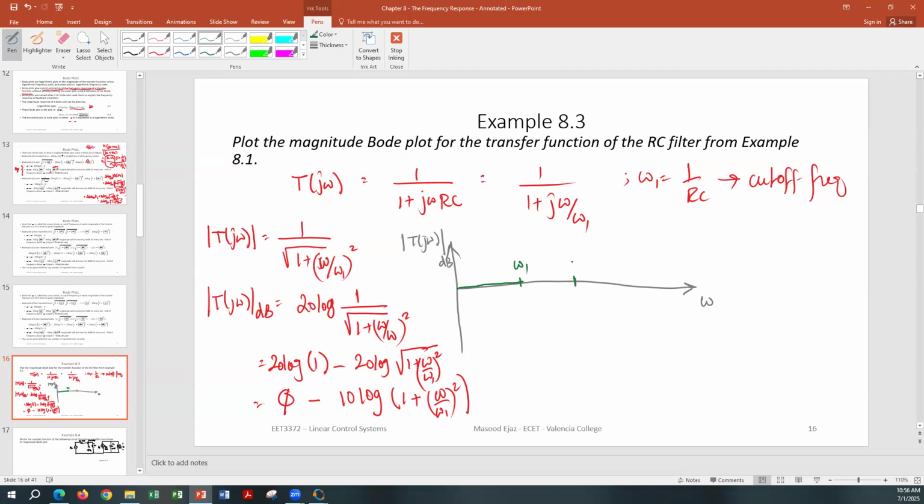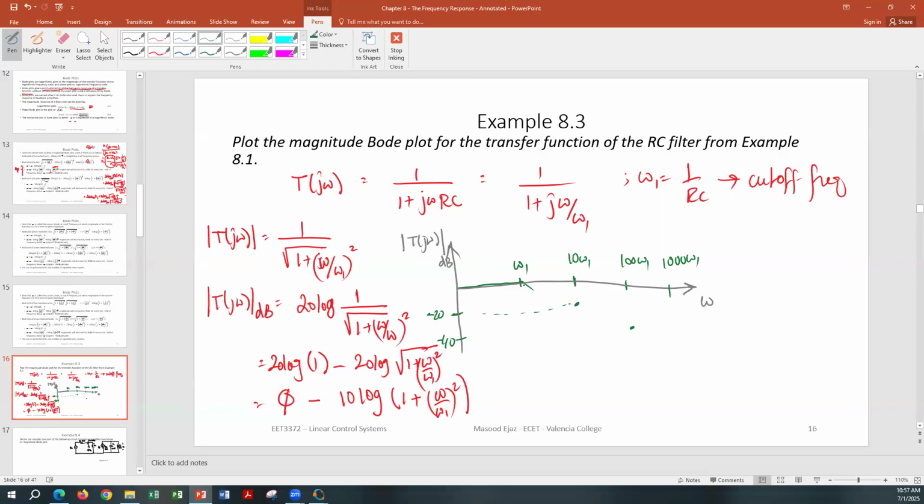And then let's say this is 10 omega 1, this is 100 omega 1, 1000 omega 1, so on and so forth. And as omega increases beyond omega 1, we assume one term is 0. So this is going to become negative 10 times 2, negative 20 log of omega over omega 1. And it's going to drop negative 20 decibel per decade. Negative 20, negative 40. So it's going to be negative 20 at 1 decade of frequency, which is 10 omega 1, negative 40 at 100.